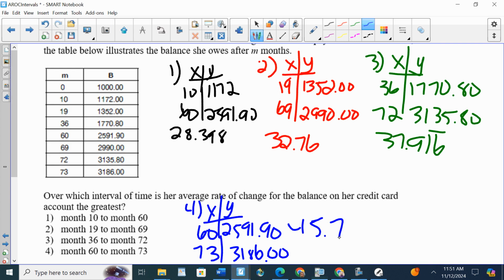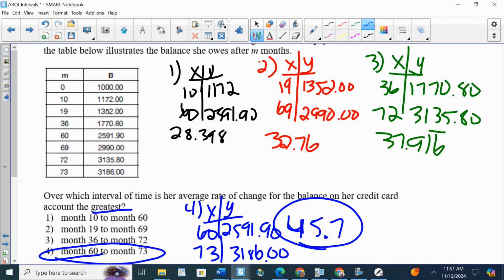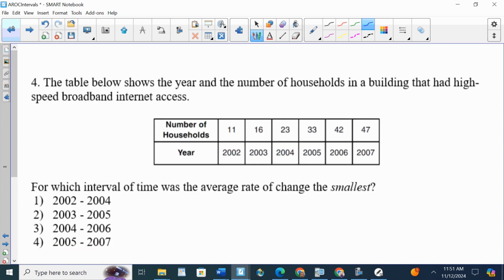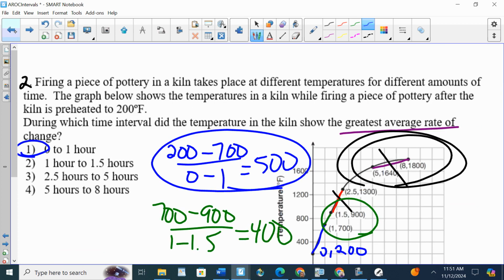Which one is the greatest? Well, 45.7 is the biggest of all those numbers. Choice 4 is the answer. If they give you a table, you're going to have to calculate the average rate of change for all 4 of them and tell me which one's the greatest if it's asking for greatest, the least if it's asking for least, and if it gives you a graph, whichever segment is steepest must have the greatest average rate of change. Cross out what you can cross out, and if you still are not sure, calculate whatever's left. That's it.